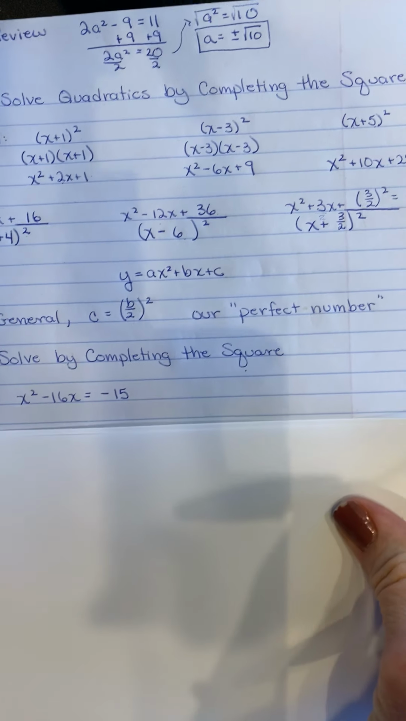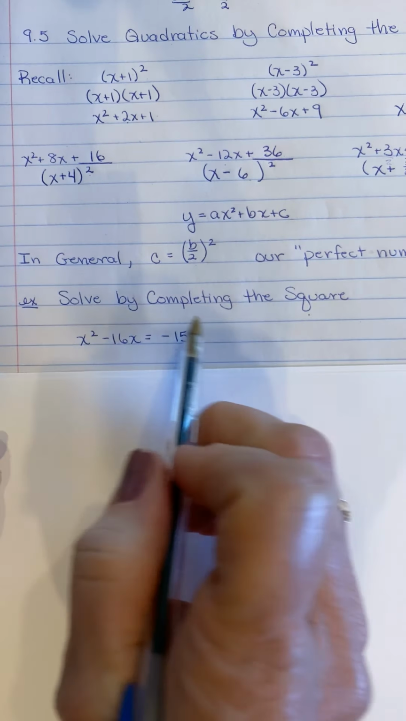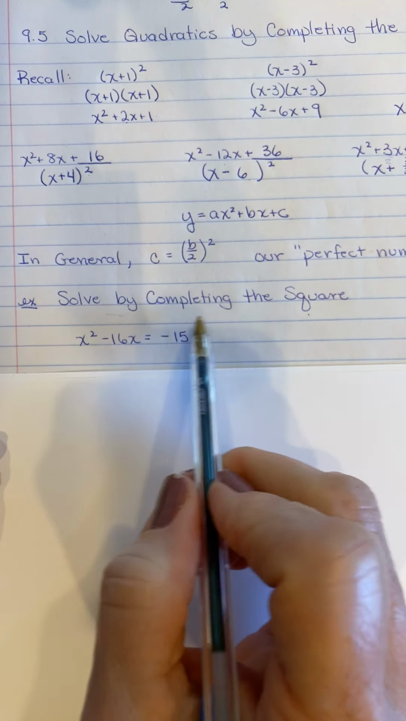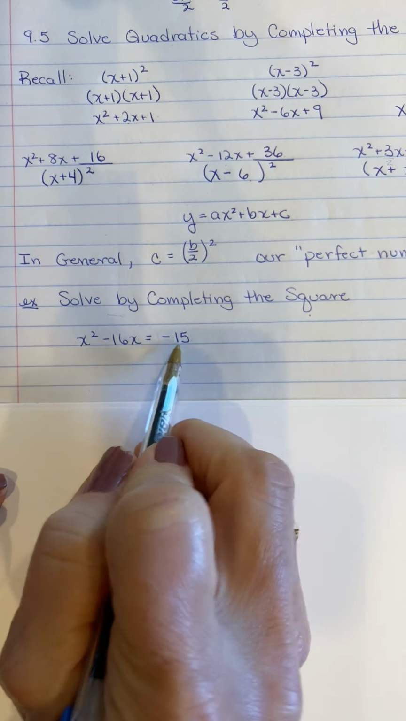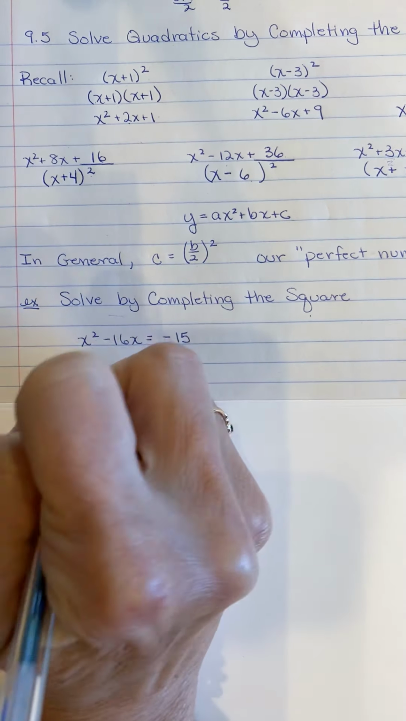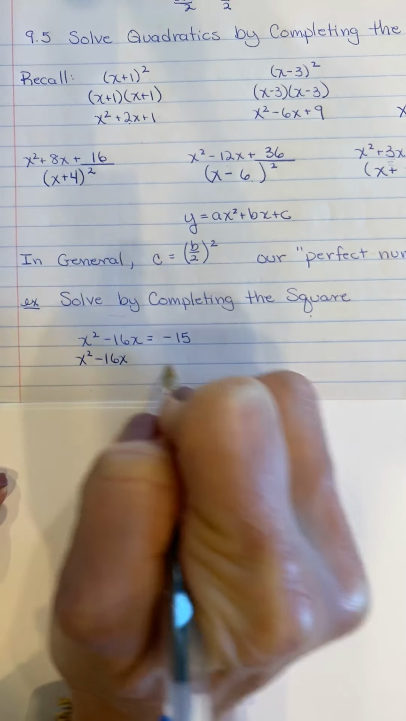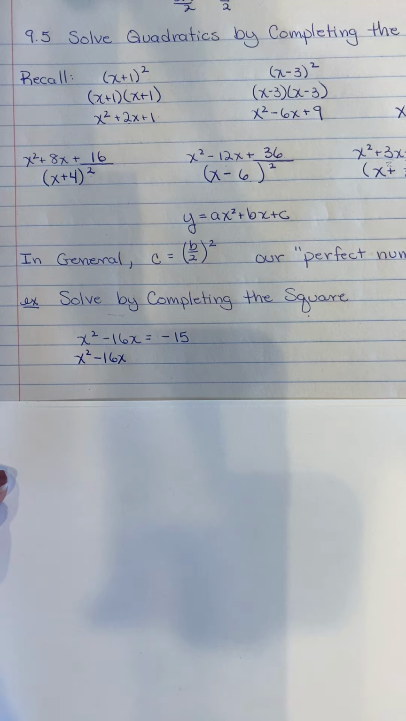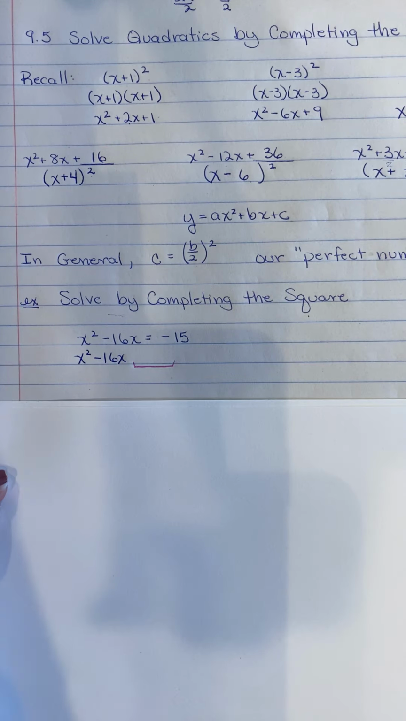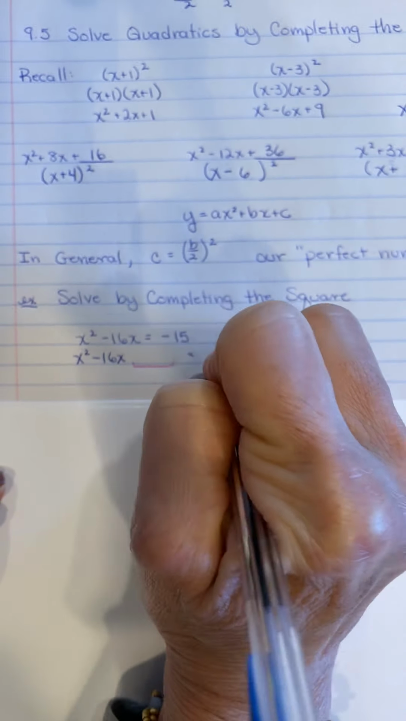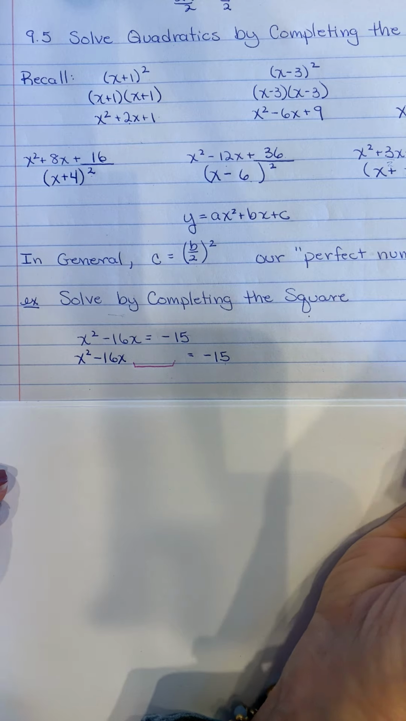Okay. So we are going to use this method to solve quadratics. We're going to solve by completing the square. Alrighty, so we have a quadratic equation. We have x squared minus 16x. Now we're going to leave a space right here for our perfect number. And we're going to leave the negative 15 over here on this side.